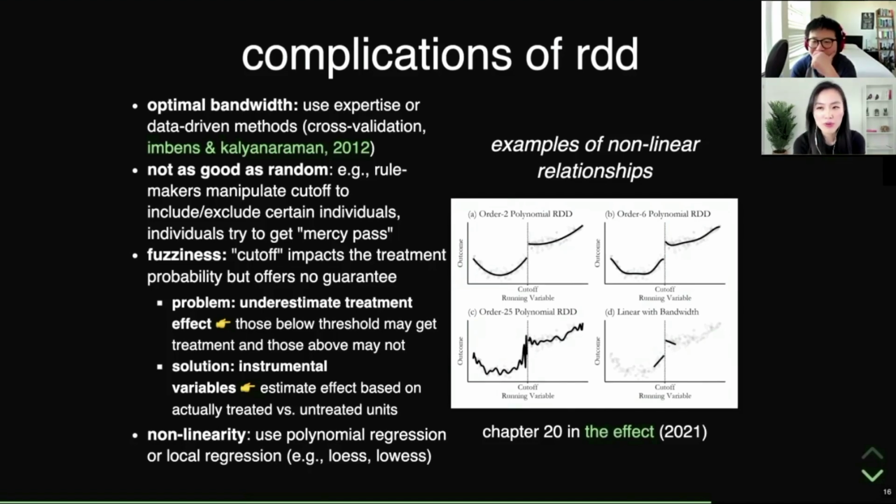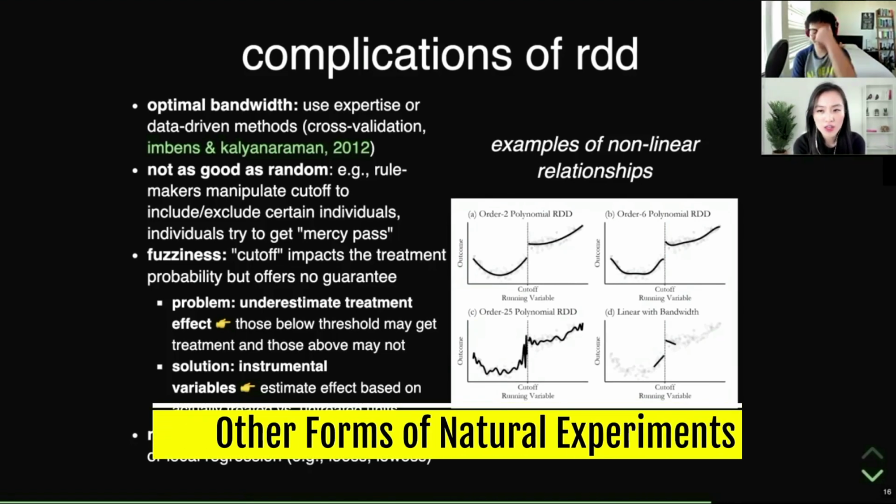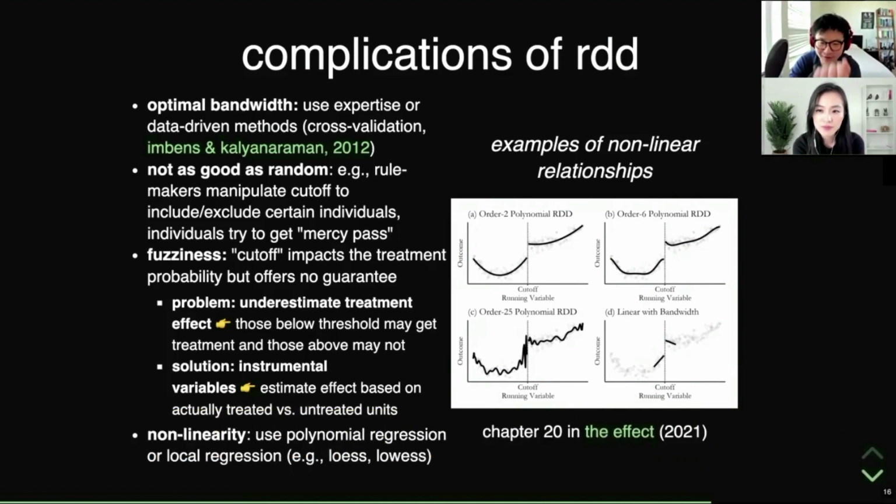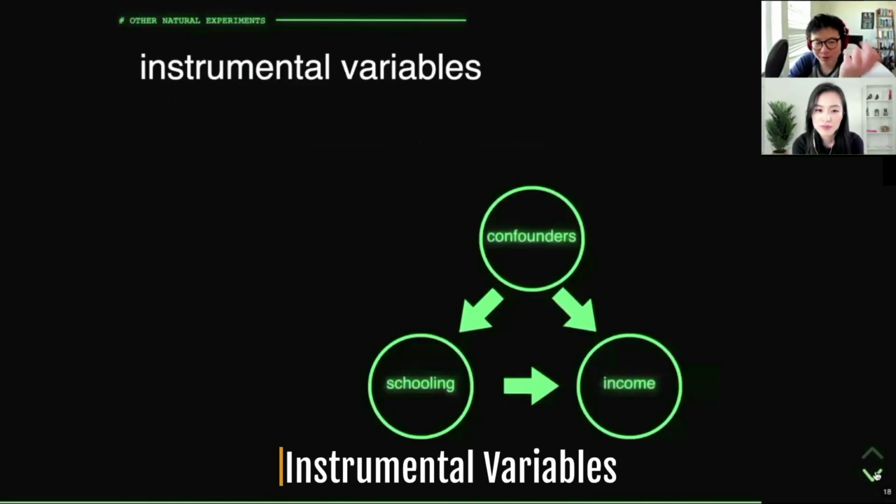Mm-hmm. So previously you mentioned that RDD is one kind of natural experiment, right? I wonder what are other forms of natural experiments other than RDD? Yeah, there are several, but let me just give you one other example that's pretty commonly used, which is the so-called instrumental variables.